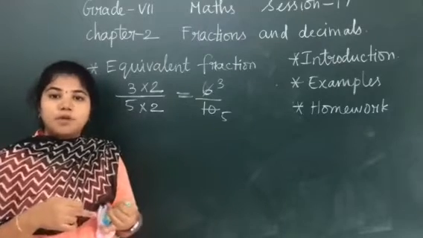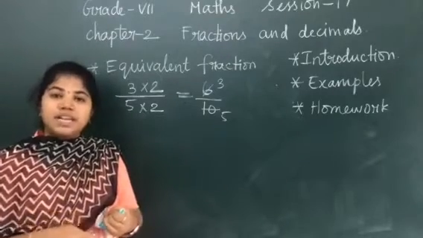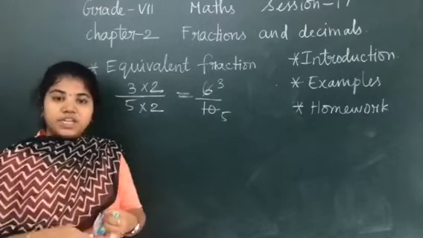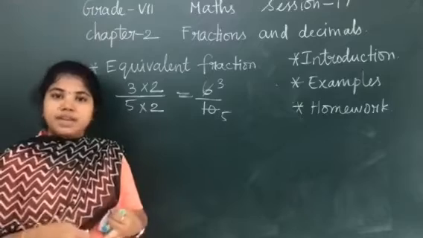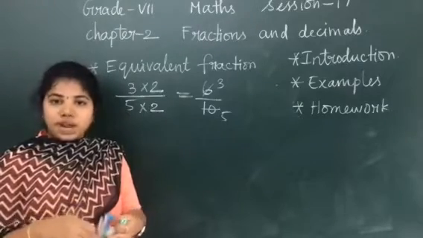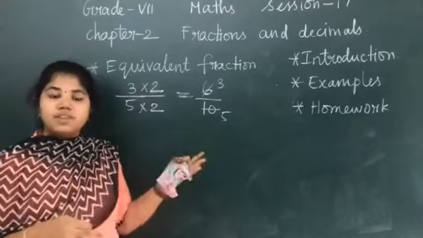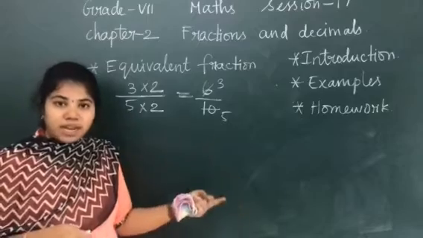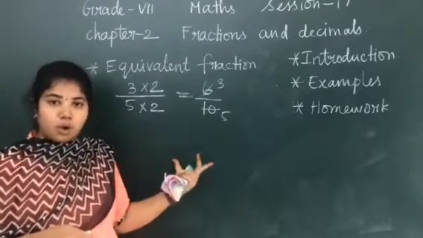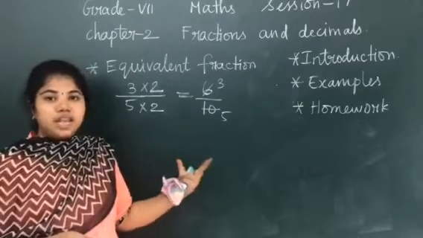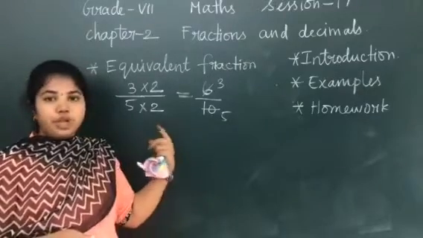We have discussed about proper fraction. When the numerator is less than the denominator, it is a proper fraction. Improper fraction, when the numerator is greater than the denominator, it is improper fraction. Mixed fraction, a whole number along with fraction is mixed fraction. We have discussed how to convert the mixed fraction to improper fraction. Denominator into whole number, the whole product added to numerator divided by denominator is how we change mixed fraction to improper fraction.